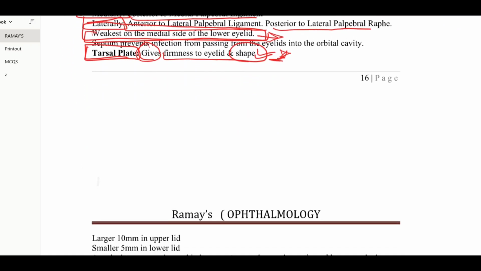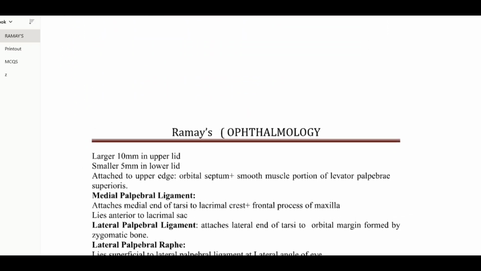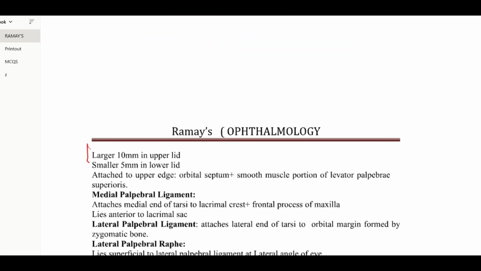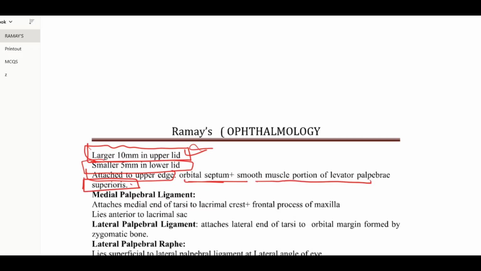The tarsal plate, we have seen that, read from here. I have already told you that it is 10 mm in the upper lid and 5 mm in the lower lid, attached to the upper edge of the orbital septum plus the smooth muscle portion of the levator palpebrae superioris. I have shown you that recently. So that was all about today's lecture.